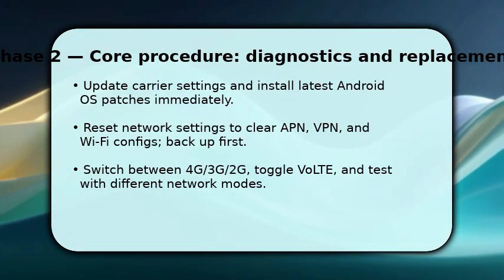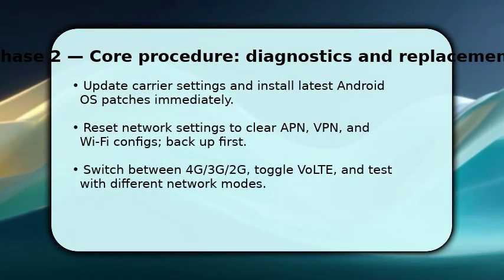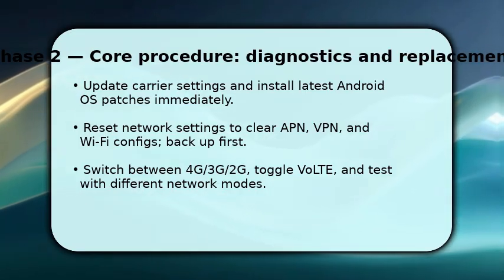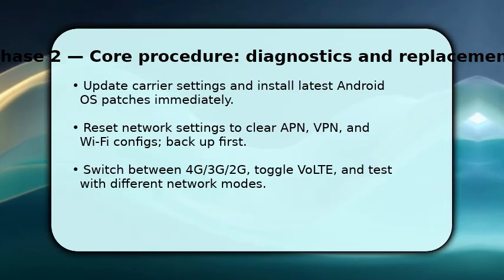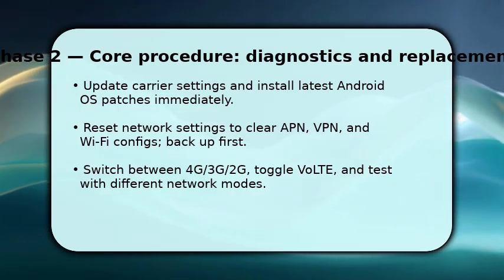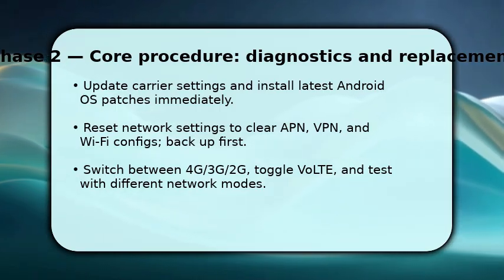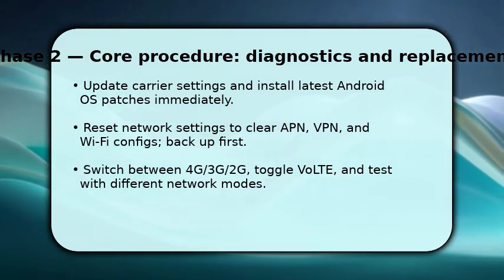Now you address software and configuration. Update Android and any carrier settings so the radio firmware and APN profiles are current. Outdated profiles can block registration. Reset network settings to purge corrupt APN or VPN entries. Make a quick backup first, because this removes Wi-Fi passwords.